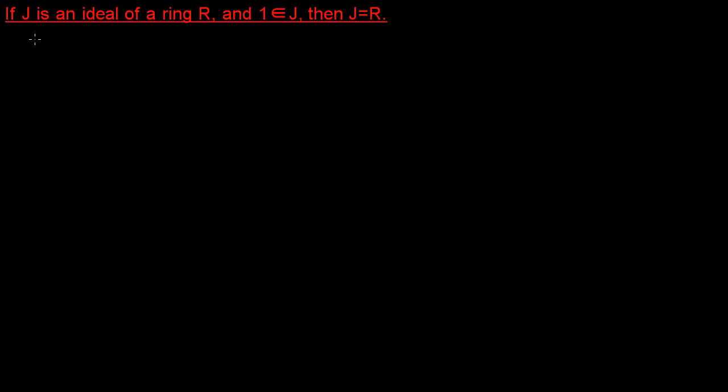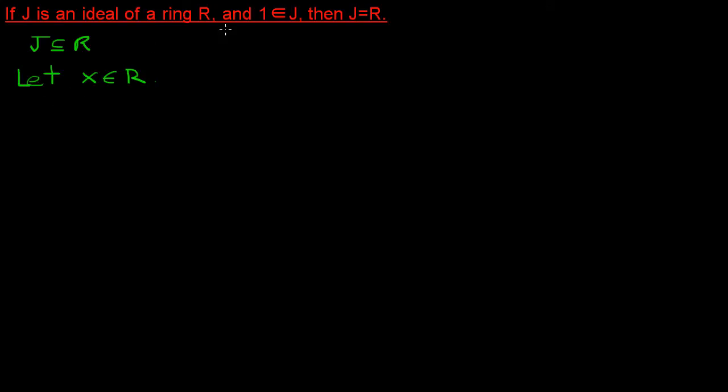From what's given to us here, we already know that J, sorry, that's a bad J, J is a subset of R. That's given. What we need is the reverse inclusion, that R is a subset of J. So to prove that, we're going to pick something in R. Let X be an element of R, and we want to show that X is in J.